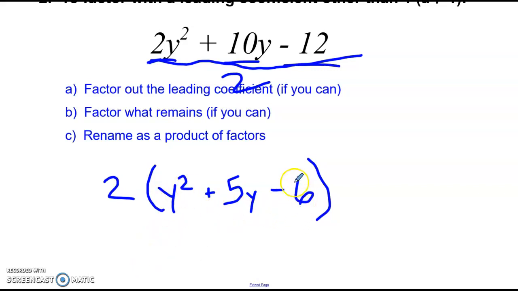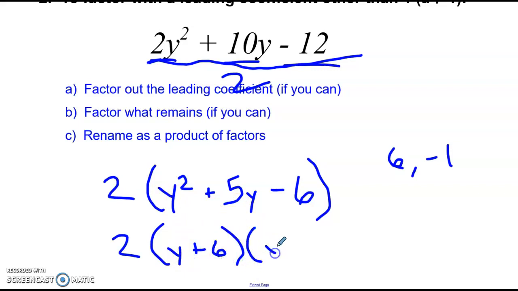Now I just have to ask myself, okay, factors of negative 6 that have a sum of positive 5. So you can think about that on your own for a second. You can list a few factors of negative 6 that have a sum of positive 5. Well, I think the answer is going to be positive 6 and negative 1, right? Because 6 times negative 1 gives us negative 6, and 6 plus negative 1 is positive 5. So we're going to rename this trinomial as y plus 6 and y minus 1. And there you have it. There is our completely factored answer.